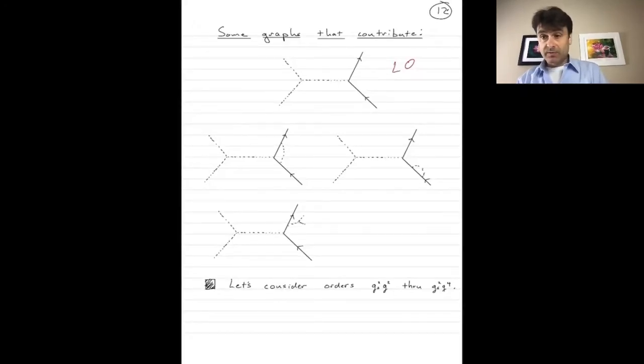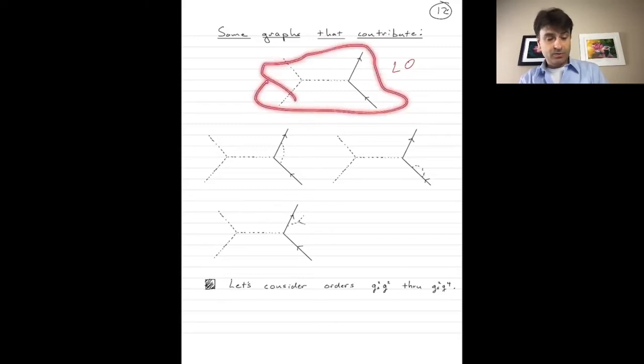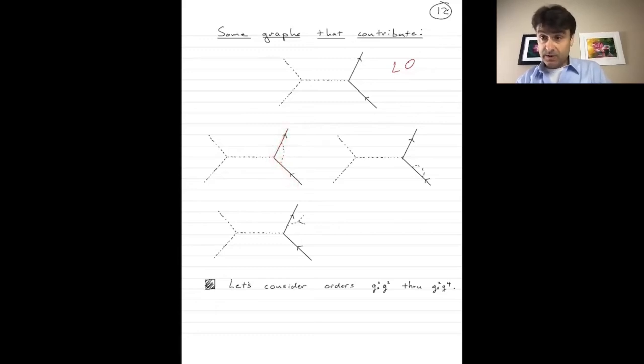Okay, so what kind of graphs can contribute? Well, here again is the lowest non-vanishing order, so I'll call that LO. Okay, and then I need to start dressing it so I can have vertex diagrams. If you do this calculation, you'll actually find that it doesn't have any infrared divergences when I put the masses equal to 0 in the Yukawa theory.